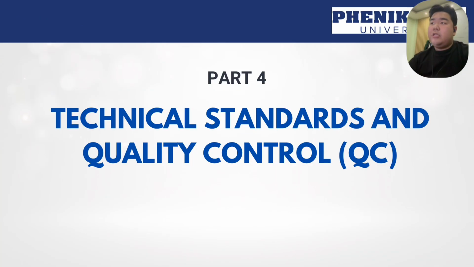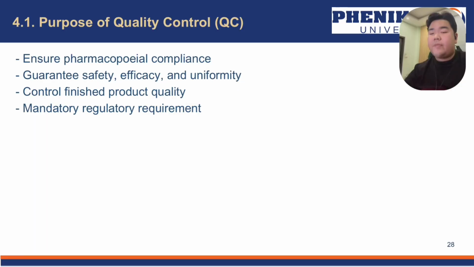Part 4. Technical standards and quality control. This slide talks about the purpose of quality control, also called QC, in pharmaceutical production. First of all, QC ensures that the product follows pharmacopoeia standards. This means the medicine must meet physical quality requirements before it can be used. Secondly, QC helps guarantee safety, efficacy, and uniformity.